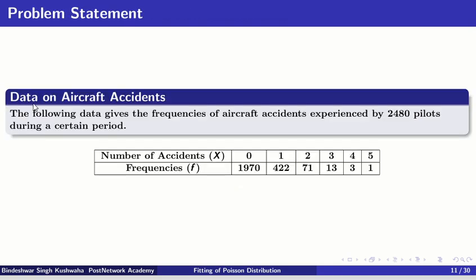Now an example. There is data given, number of accidents and frequencies: one accident 422 times, 2 accidents 71 times, 3 accidents 13 times, 5 accidents 1 time, and this is aircraft accidents.